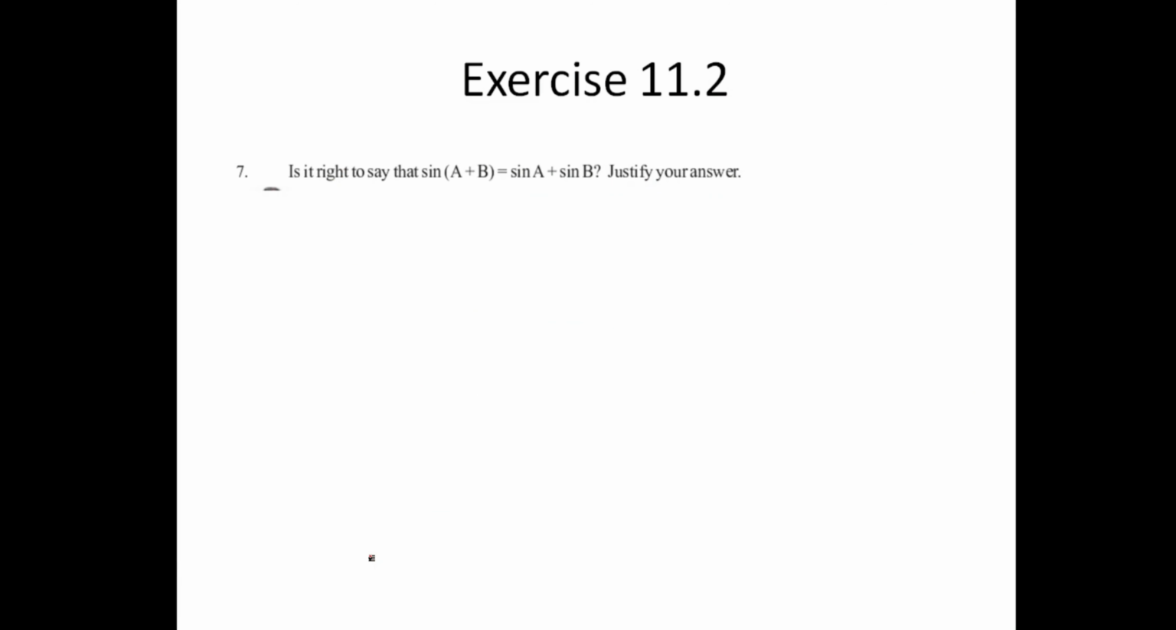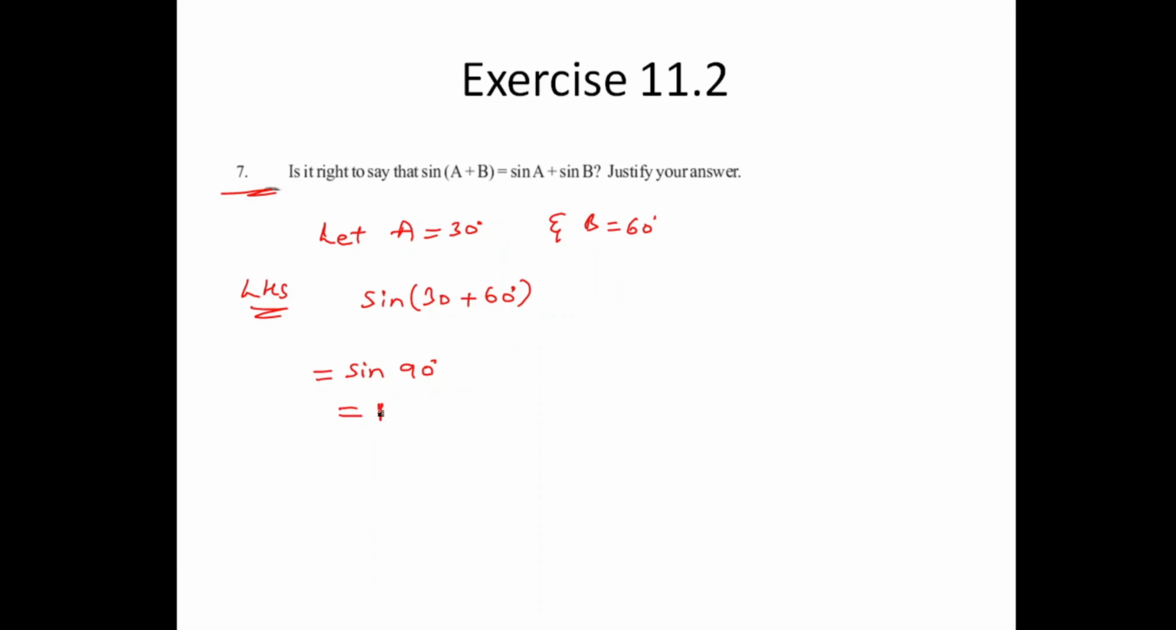So let's look at the next one. Is it right to say sine of A plus B equals sine A plus sine B? Here you need to assume that A is equal to 30 degrees, and B is equal to 60 degrees. Now I am taking the LHS side here. Sine of, substituting the values of A and B, I am left with only sine 90. So this is equal to 1.